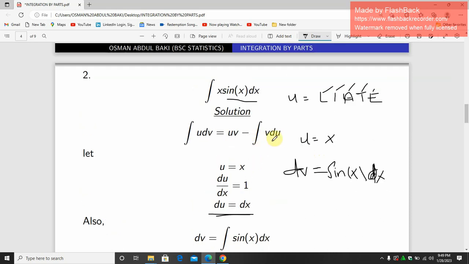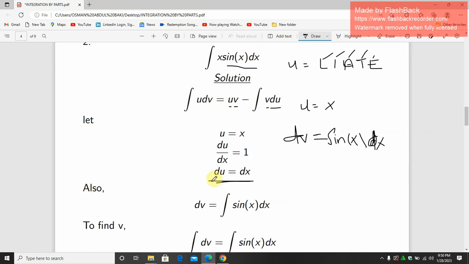Mind you, as you are finding the values of u and v, this is already a v, and we need to find du, where you will be substituting them to find the final answer for the question. So here du is equal to dx.